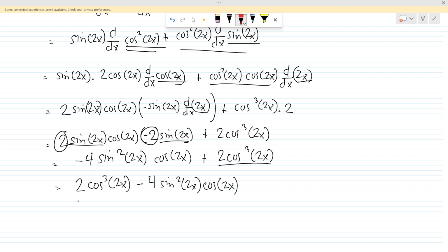Yes po, sir. Okay, so sir, meron po ba tayong pwedeng i-factor out? Of course, meron po 2 and cosine 2x. So by the way, wala po tayong mga cancel out. So therefore, this could be our answer.